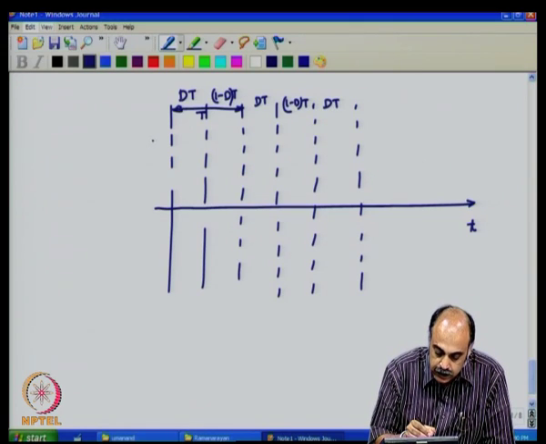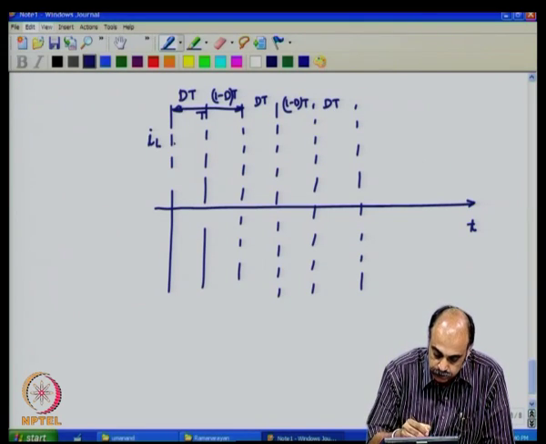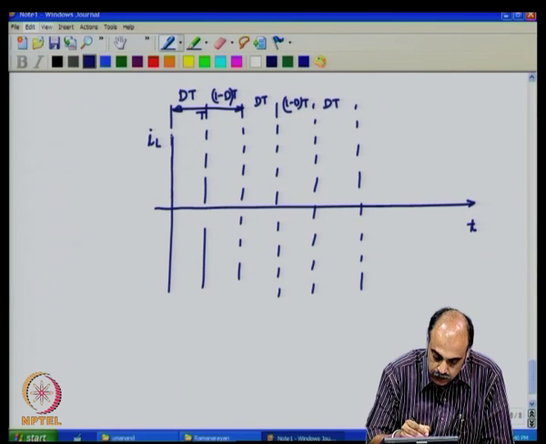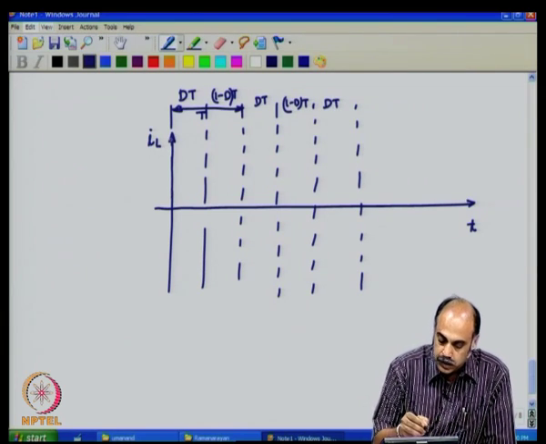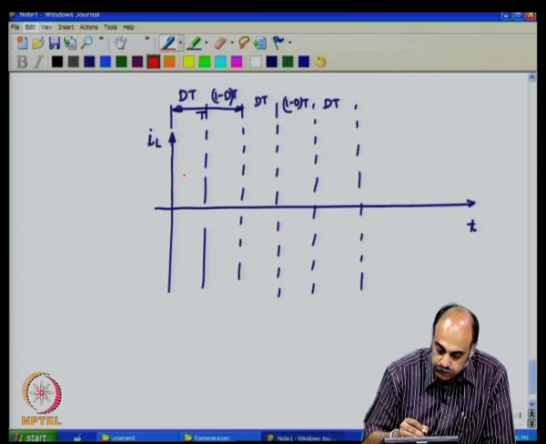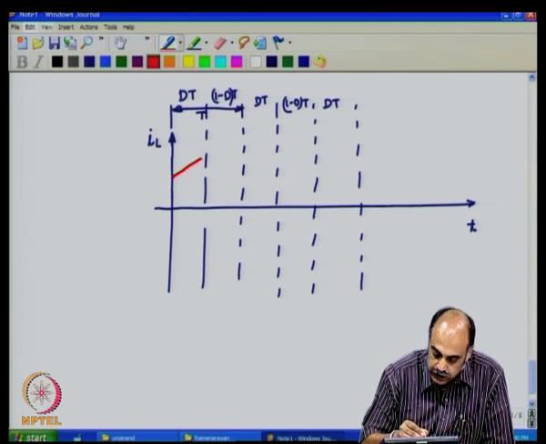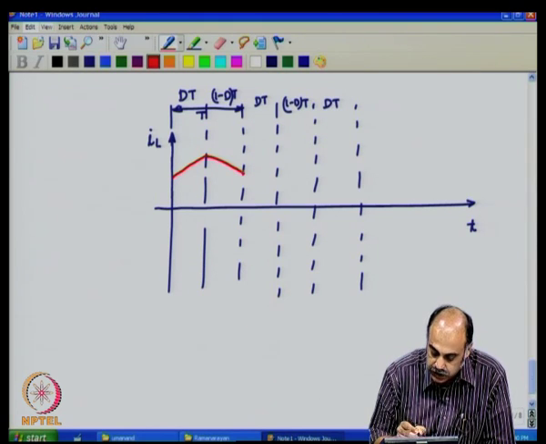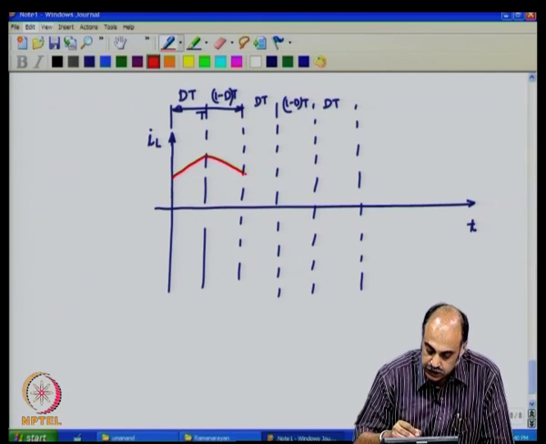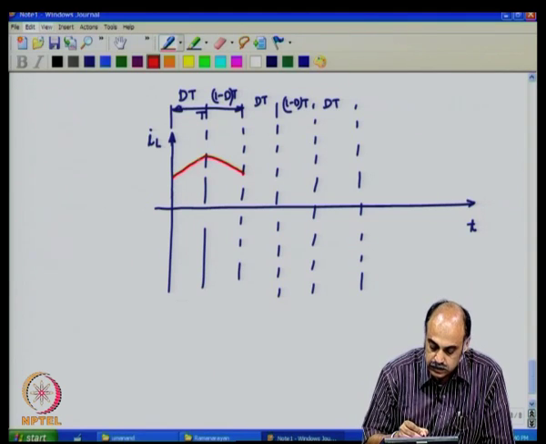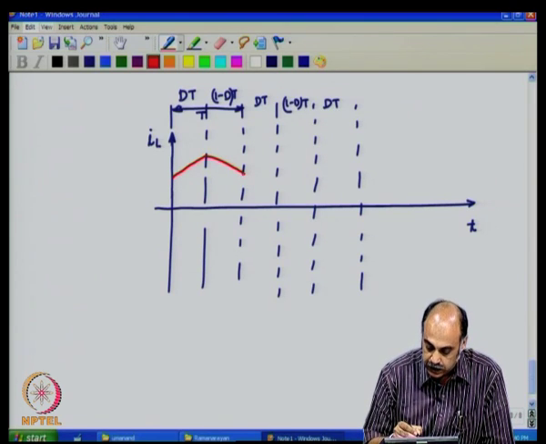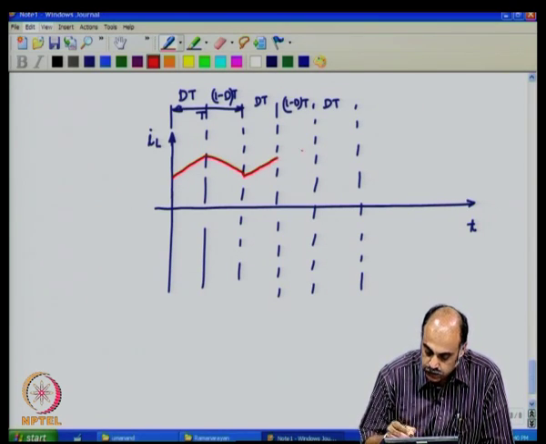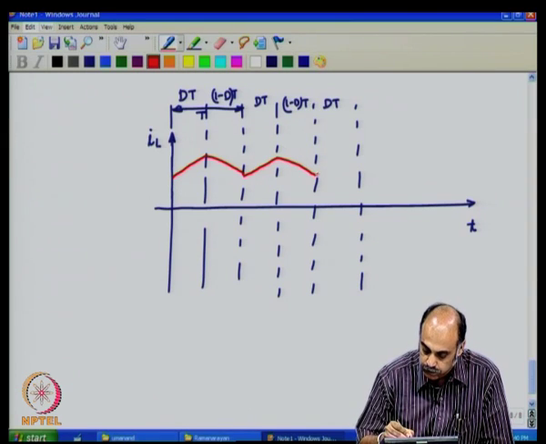Now, how does the inductor current IL look like, period to period? So, you will see that there is a rise portion. This you have studied when you are discussing the operation of the circuit. So, it rises with a slope of Vg minus Vc by L, falls with the slope of Vc by L, again rises, falls, so on.